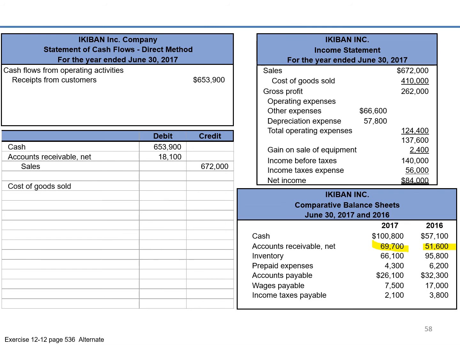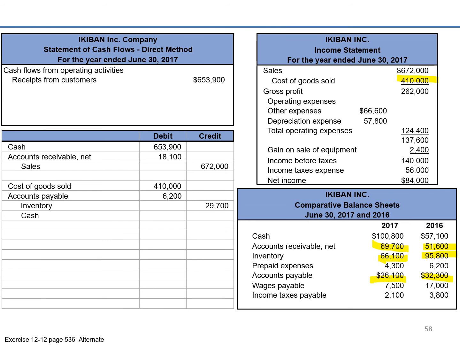All right, then we have to figure out our cost of goods sold. So we have cost of goods sold of $410,000. We have ending inventory still sitting on our books of $66,100. So that's a decrease in our inventory account of $29,700. It's our 66.1 minus our 95.8, which must mean we have a change in payables, because that's how we would record inventory that we purchase if we haven't yet paid cash for it. It would still be sitting in our accounts payable. So we have a reduction in accounts payable equal to $6,200, 26.1 minus 32.3.